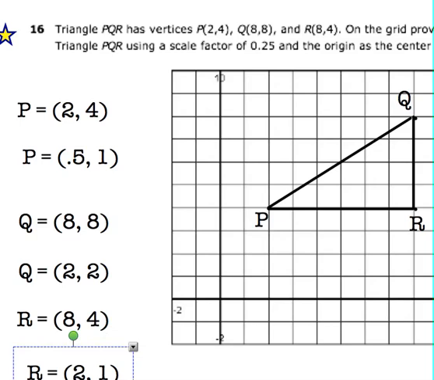So our new P, Q, and R, this will be P prime, Q prime, and R prime, and I'm going to use a different color for this, will be at 1/2, 1, that's the new P prime, 2, 2, and 2, 1. So here we have a triangle that is 1/4, 25% of the original size for P, Q, and R.